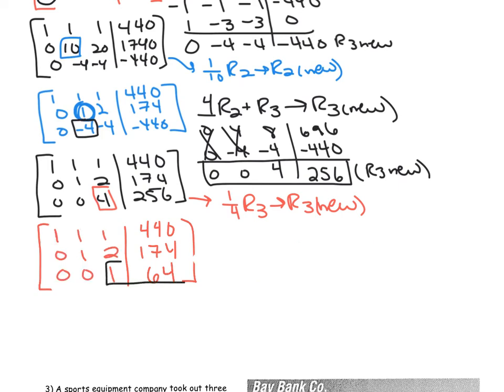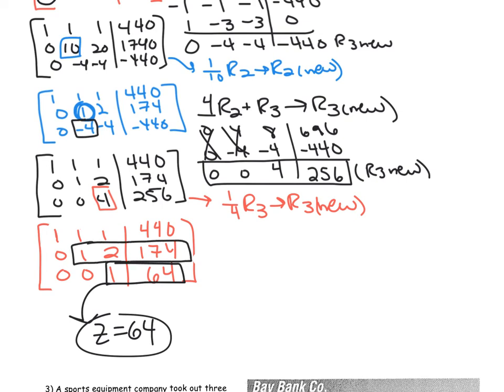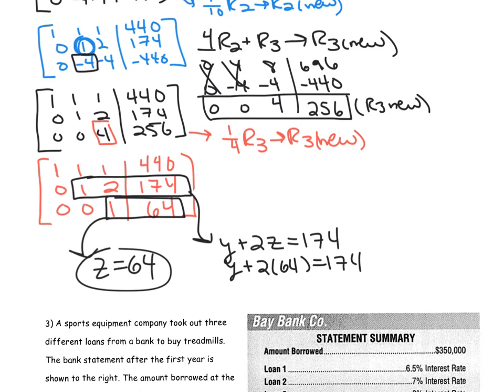So now we can solve for x, y, and z. All right, well, we know z is going to equal 64. We can solve for y. So I have y plus 2z is equal to 174. I have y plus 2 times 64 is equal to 174. All right. Now, 2 times 64 is 128. So really, I'm subtracting 128 on both sides. And I end up getting y equals, well, 174 minus 128 is 46.